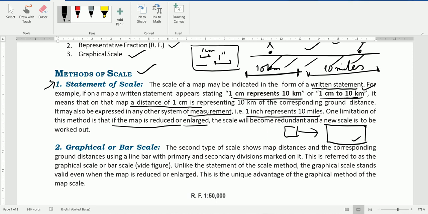So this is the disadvantage of statement of scale. Similarly, when a big map is reduced to a small one, in this case also the scale becomes invalid and we need to calculate a new scale. So this is the disadvantage of statement of scale.